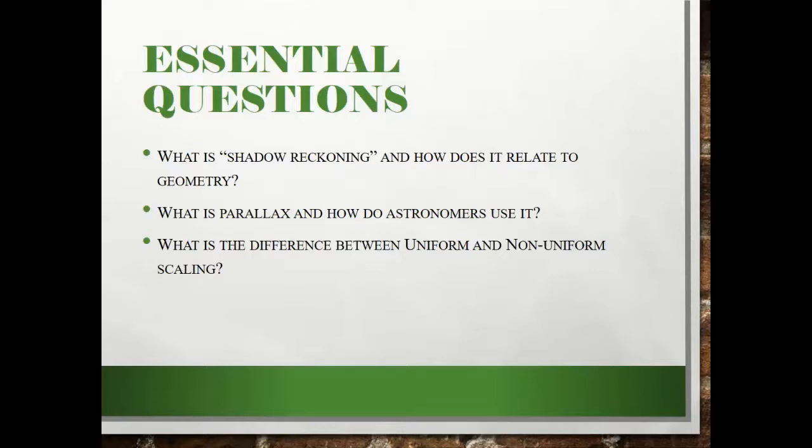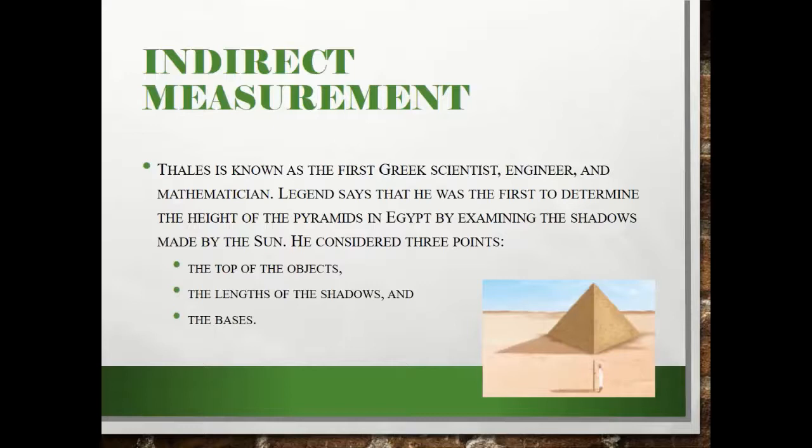Now, the concept of indirect measurement is attributed to Thales. Thales is known as the first Greek scientist, engineer, and mathematician. According to legend, he was the first to determine the height of the pyramids in Egypt by examining the shadows made by the sun. He considered 3 points: the top of the objects, the length of the shadows, and the bases.